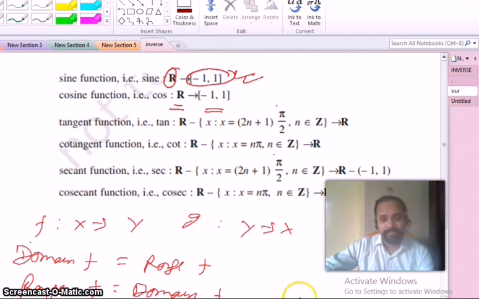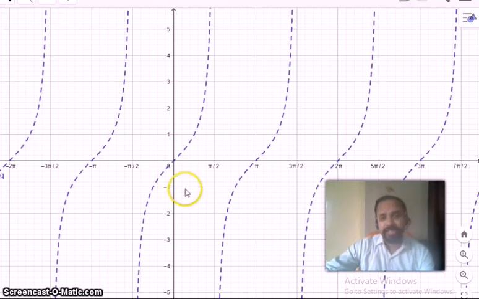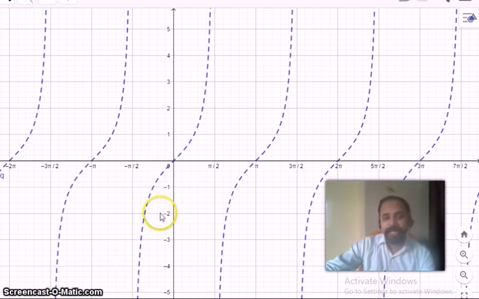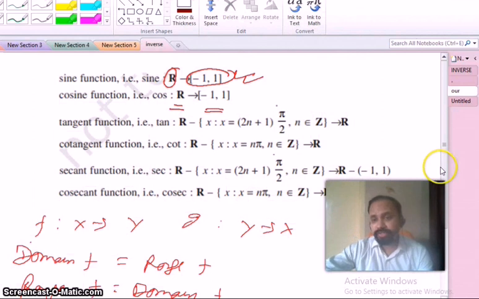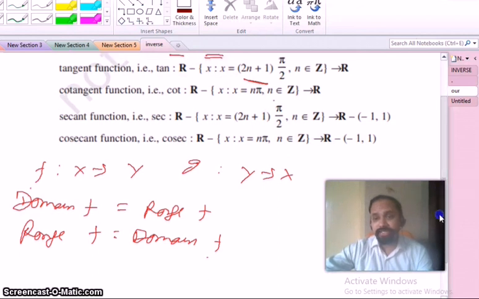And what about tan? If we see the graph of tan, it goes from -infinity to +infinity. The domain of tan theta is all real values except the odd multiples of pi by 2, that is, 2n plus 1 pi by 2. So let us first define this one.